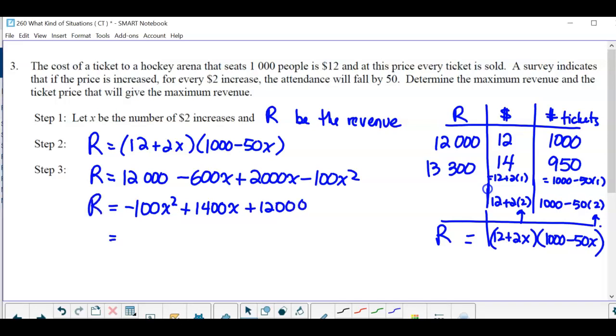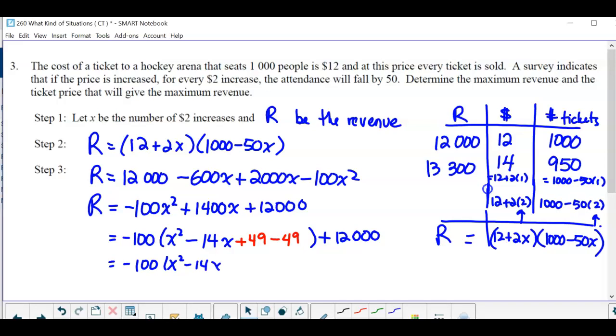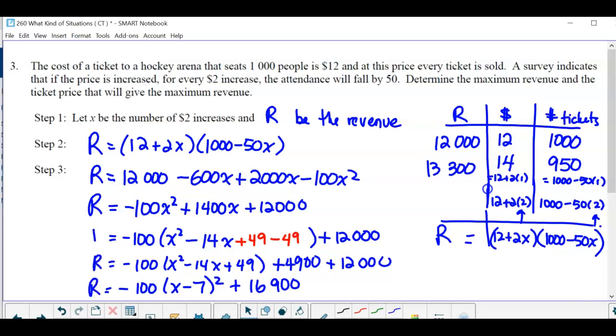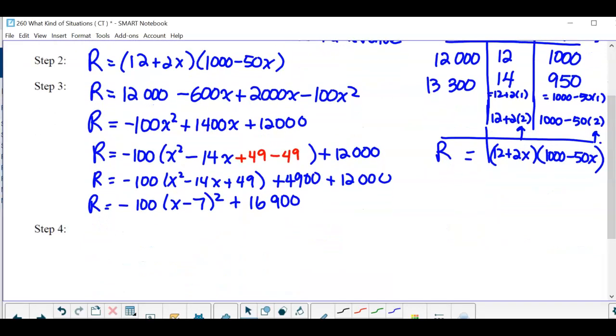And now we want to put it in vertex form. What this is called is completing the square. So when we factor out negative 100, okay, I'm going to take half of 14, which is 7, squared is 49. That's going to be plus 4,900. And that's going to be 16,900. Okay. So your vertex here is 7, 16,900. So this is your maximum revenue. Okay, this is the number of X values.